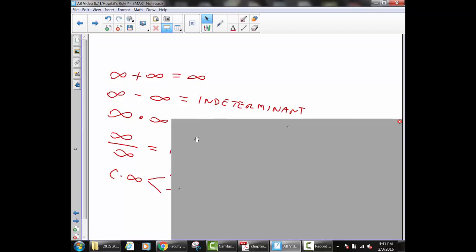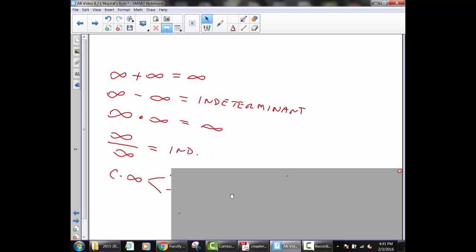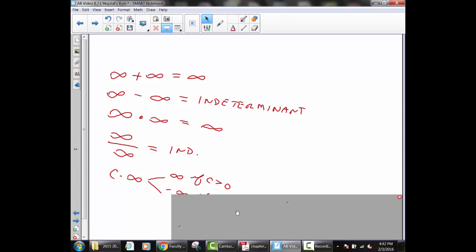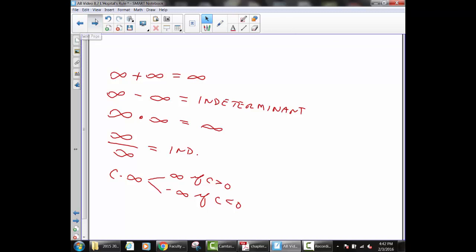It's indeterminate. Infinity times infinity will give infinity. You have a large positive number times a large positive number. You'll get an even larger positive number. Infinity over infinity, also indeterminate, as we just saw. Again, that could be 2 million over 1,000,000, which is 2. It could be 2 million over 30 million, which approaches 0, so it really could be anything. A constant times infinity, well, if the constant's positive, it'll give positive infinity. If the constant's negative, it'll give negative infinity.